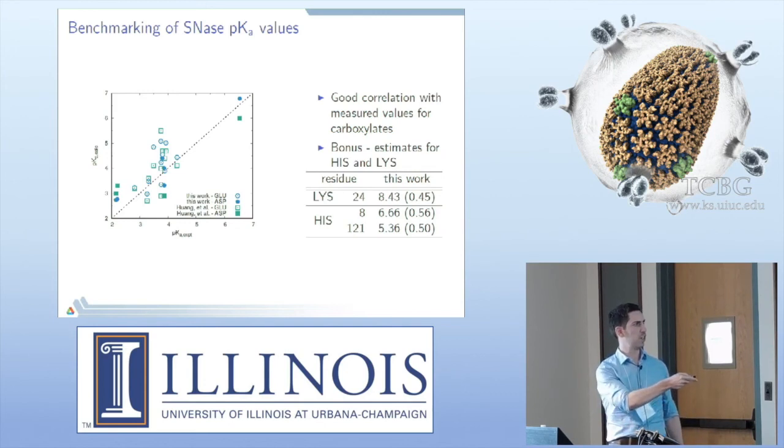These are all the aspartates and glutamates, which are most easily measured by experiment. I think these were from NMR. Of course, you can also get estimates of other residues like histidine and lysine. Those aren't known, so I don't really know if these are good values or not. But this histidine is slightly more acidic than expected. One of the lysines is actually slightly more acidic, so this was even able to capture a lysine. This pKa is normally around 10. It's actually closer to 8.5 in this model.